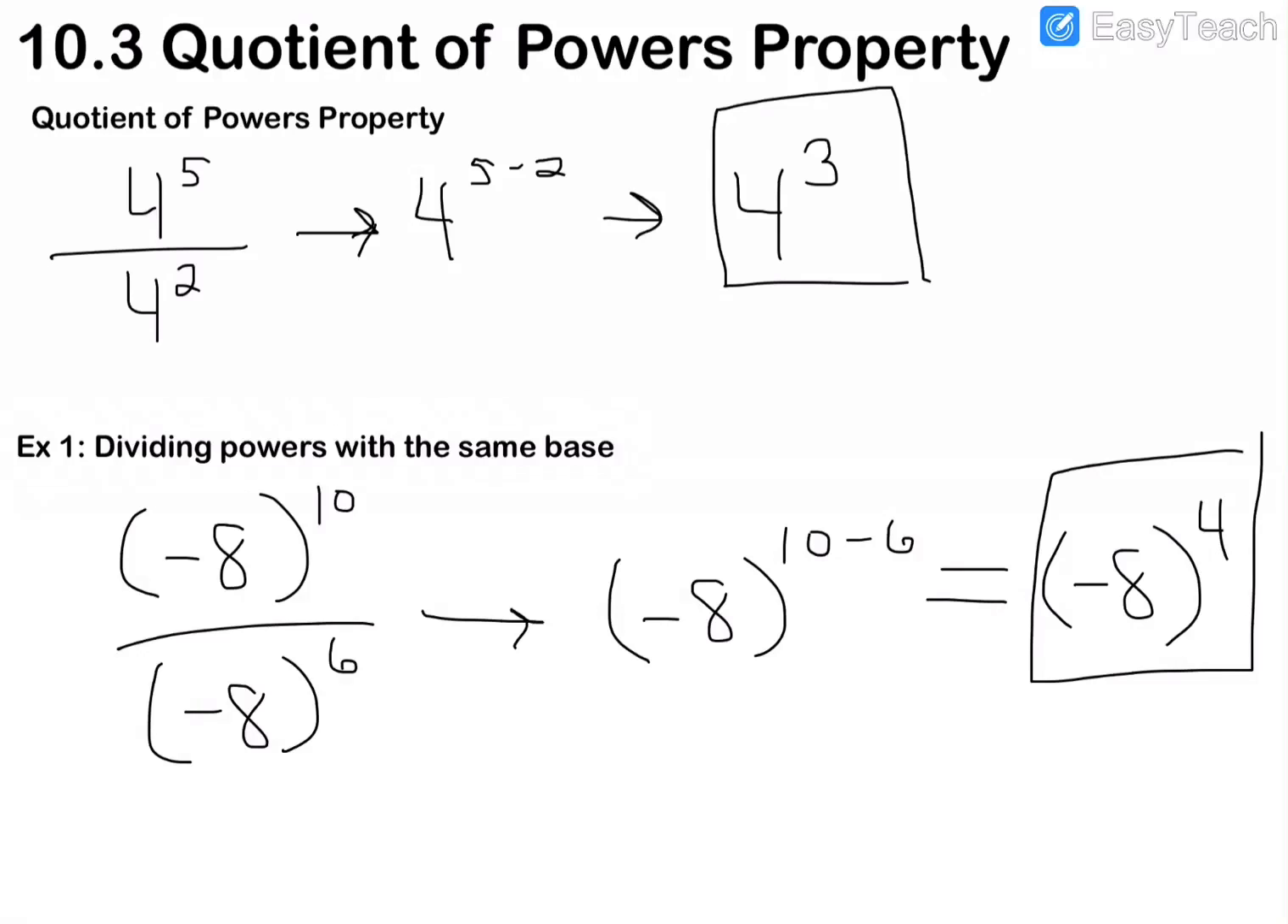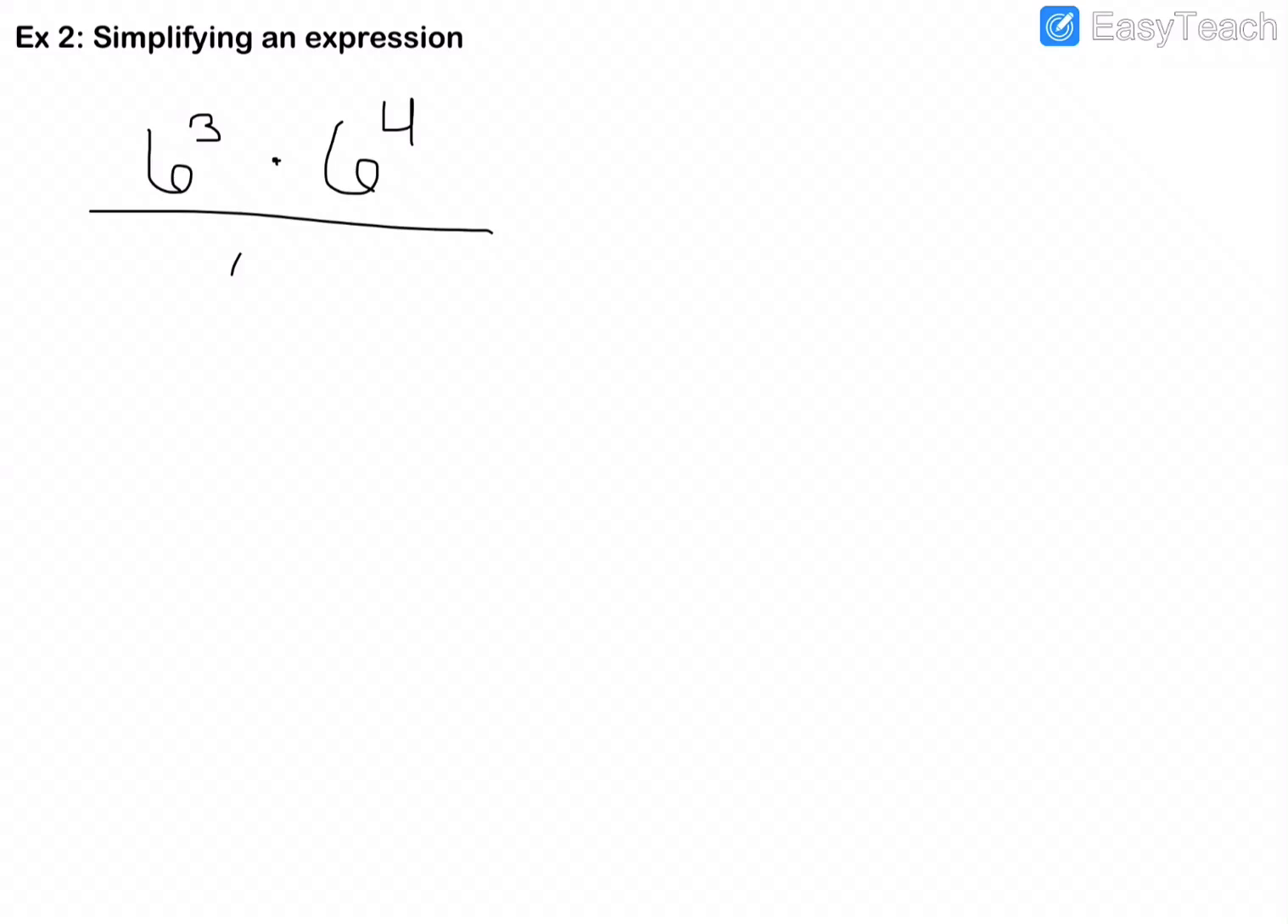I'm going to go ahead and flip to the next screen here. If we need to simplify an expression, which you'll have to do with these types of problems as well, let's say we have 6 cubed times 6 to the 4th power divided by 6 to the 2nd power, or 6 squared. So now you see we are multiplying with the same base and dividing with the same base. So you want to take care of what's going on in your numerator first.